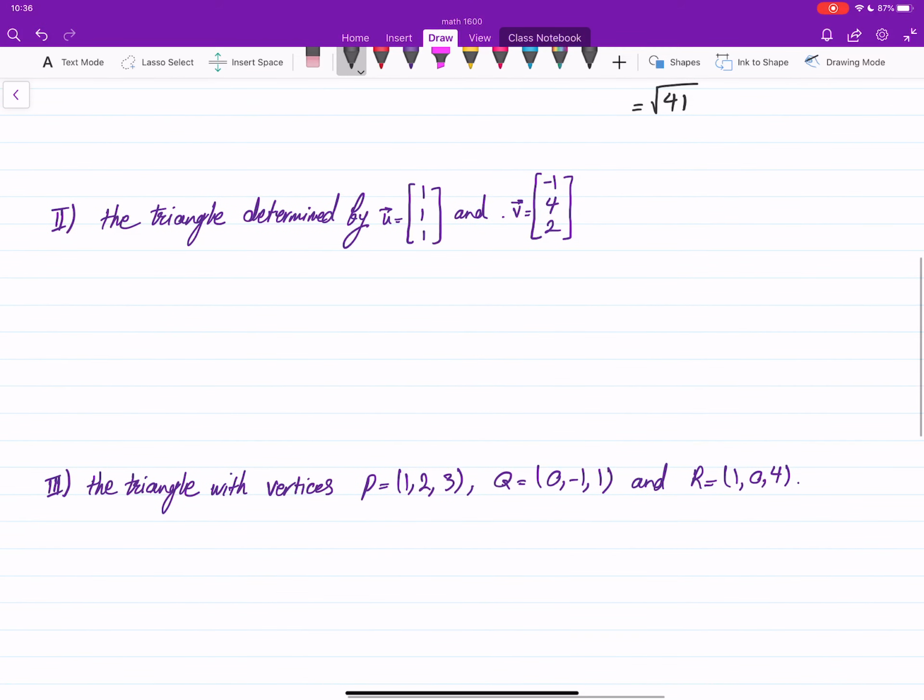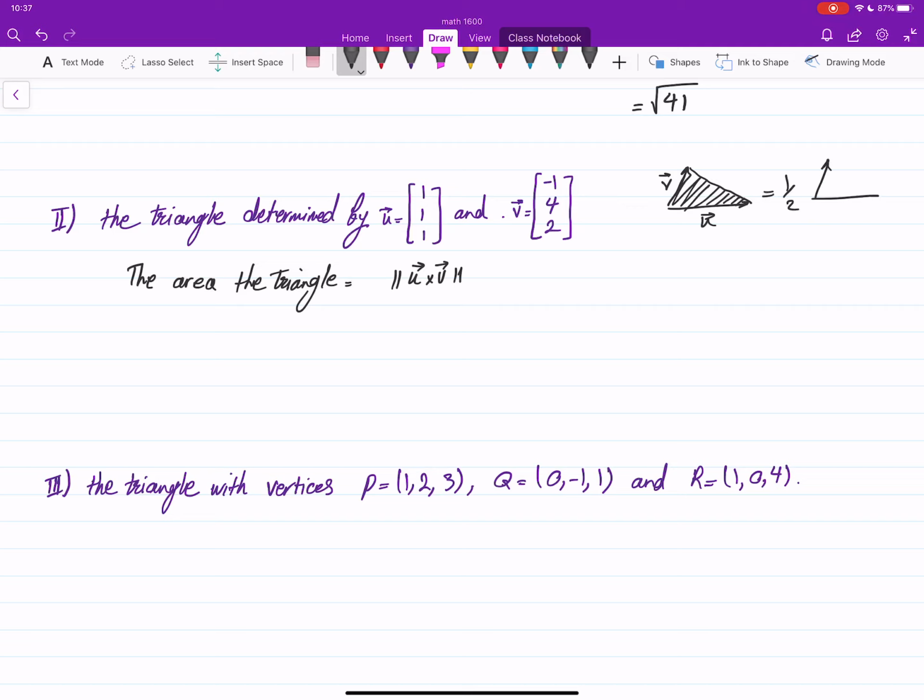How about the triangle? The area of the triangle is not equal to the length of u cross v. Remember, the triangle determined by u and v has half the area of the parallelogram determined by u and v. So in this case, basically we have to find half of the length of u cross v.